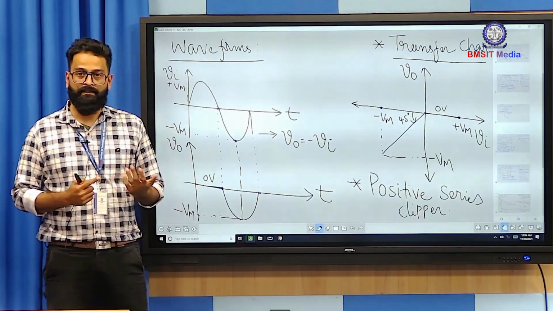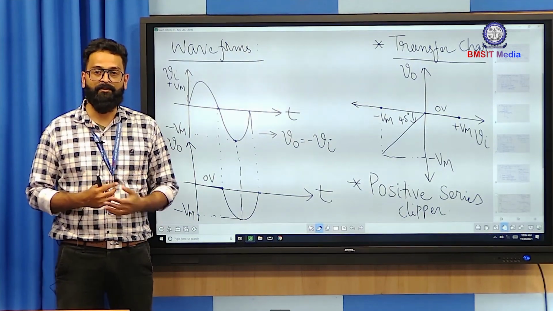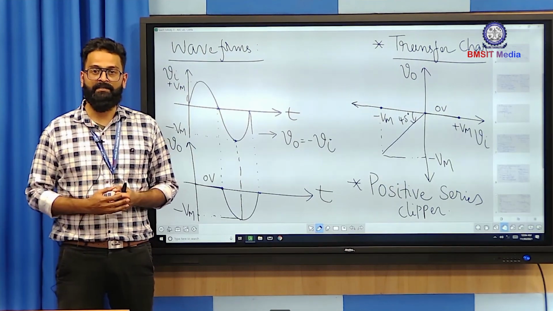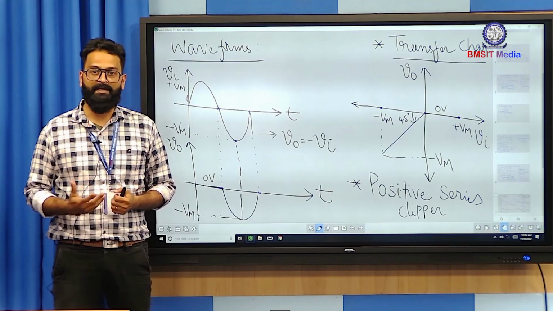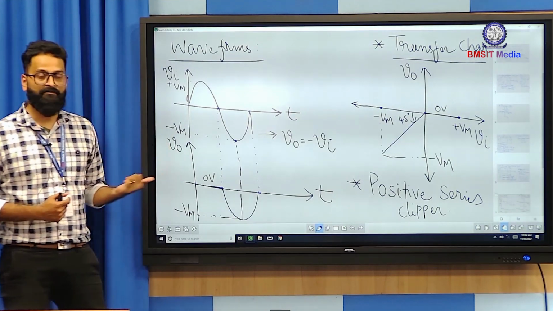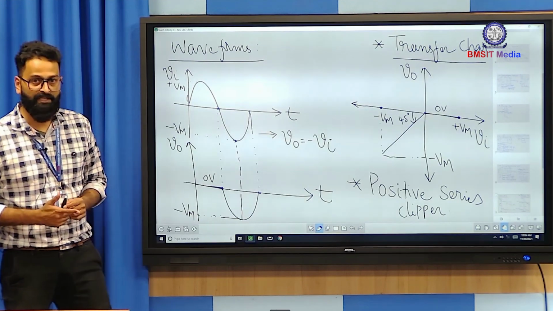So in today's session, we have looked at the two types of series clippers, the positive series clipper and the negative series clipper. So in the next class, let's look at the parallel clippers, and let us also consider the practical diode model. So practical diode as in you will have to refer to the second approximation equivalent circuit. Thank you.